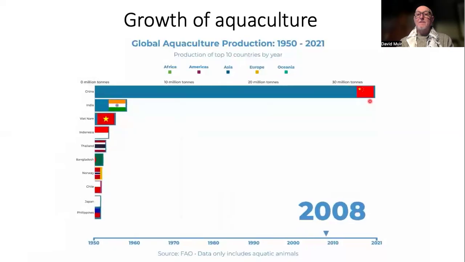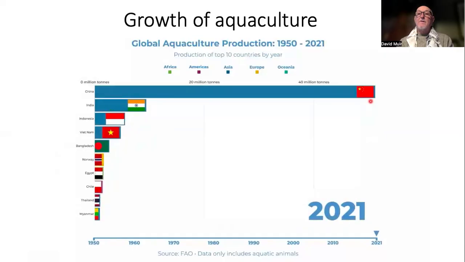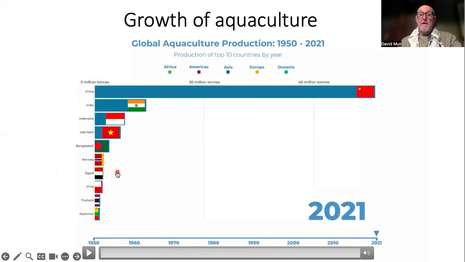30 million tons by 2010, 40 million tons by 2015, and we're going to stabilize out at about 45 million tons by 2021, far exceeding their wild catch. Other nations, these are actually substantial amounts that are being cultured here, that are being farmed here, but they are far eclipsed by China's efforts in developing aquaculture.